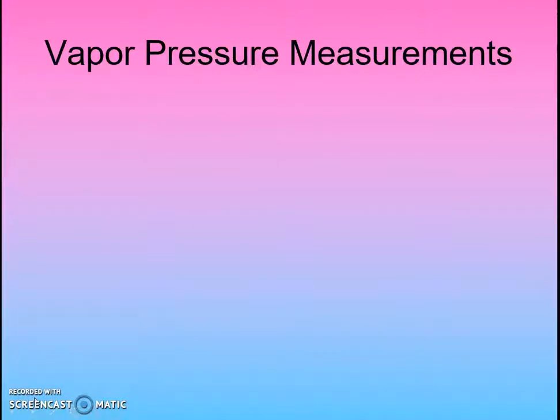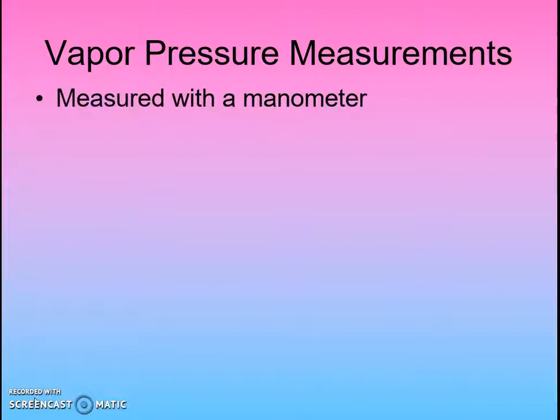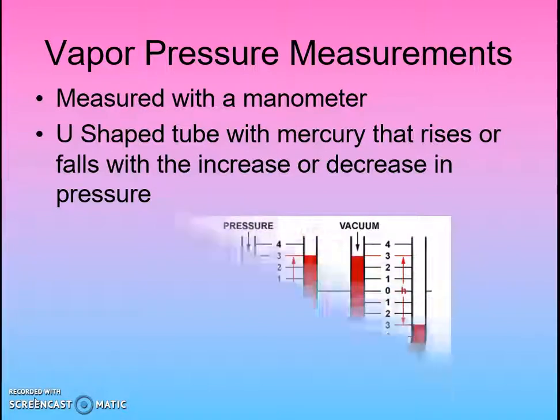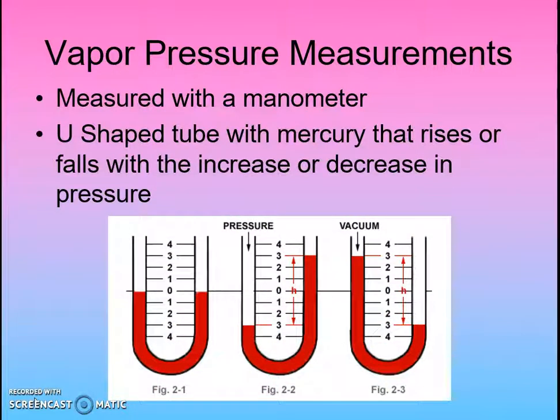So vapor pressure is measured with an instrument we call a manometer. A manometer is basically a U-shaped tube that's filled up with mercury, and as you increase or decrease the pressure, it will rise and fall. So here we see these U-shaped tubes, and one end is usually open and compared against atmospheric pressure, and the other end is connected to whichever pressure you're trying to read.